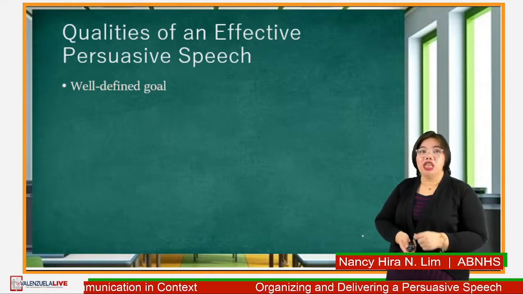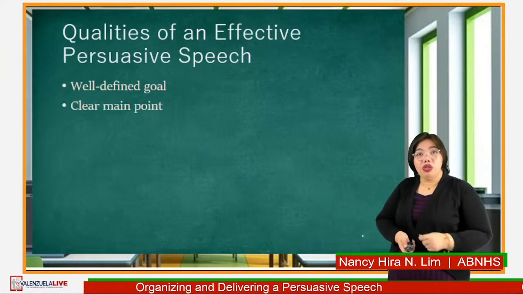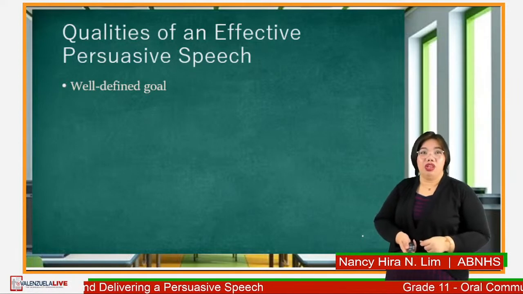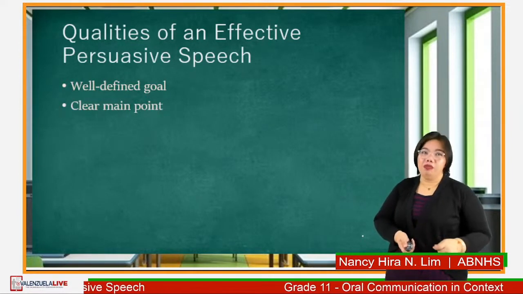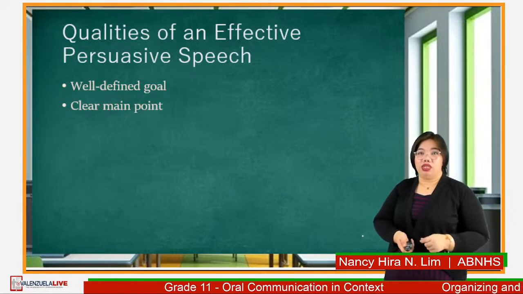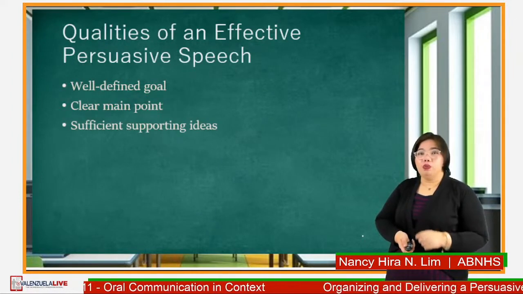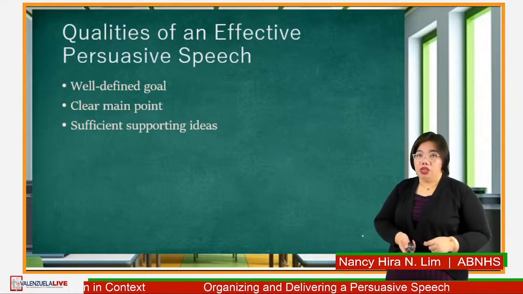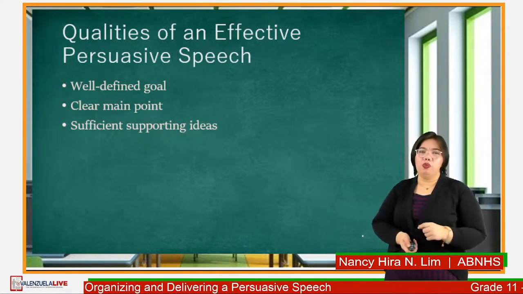First is it should have a well-defined goal. Is there a specific goal in mind? Because we need to make the audience think and act differently. Second quality is it should have a clear main point because it should be specific and focused. Third quality is sufficient supporting ideas. Is there factual information and reliable sources? How about solid evidence to support the main point?